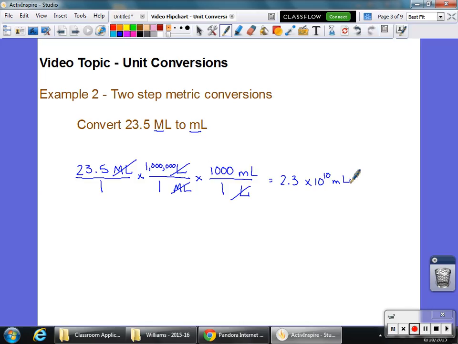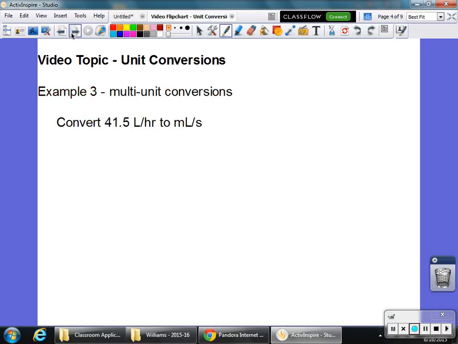Again, what you want to notice here is that we have megaliters canceling in one case and liters canceling in the other, and we've done 2 steps to do this conversion because our base unit was not in the actual conversion question to begin with. Our third example is looking at multi-unit conversions. What do we mean by that? Meaning that the number that we're converting has at least 2 units in it.